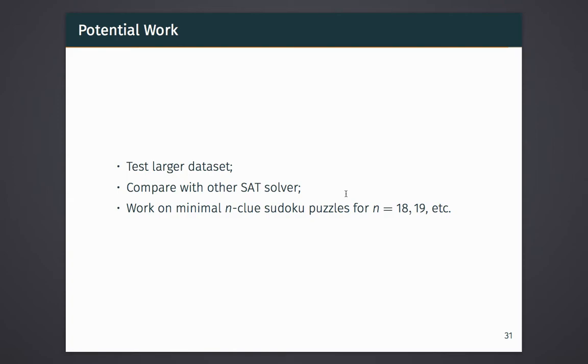The third work we can do is to work on minimal n-clue Sudoku puzzles for n to be 19, 18, etc. This is mainly focused on the first problem because we guess that there may be a connection between the strange phenomenon of average saved time and the fact that all the 17 clue puzzles are minimal while the others are not. And that's our presentation for the report.